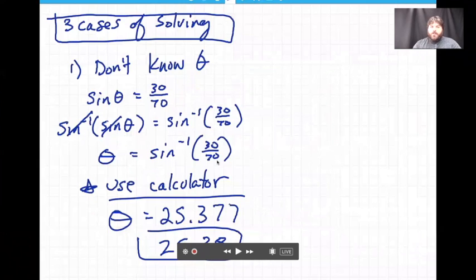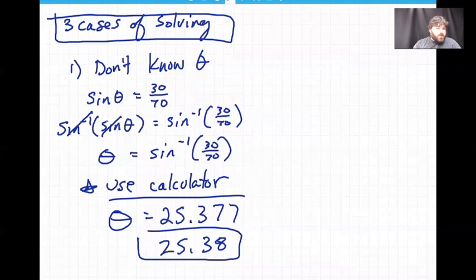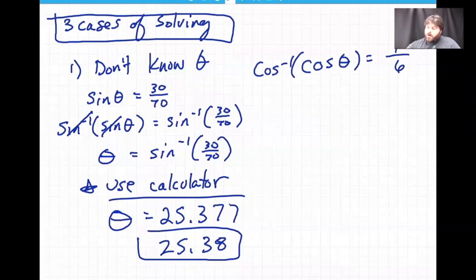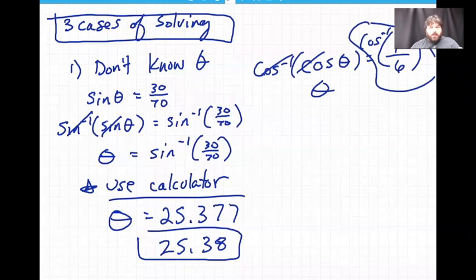So if you don't know theta, you basically take the sine inverse, or if it's cosine, you take the cosine inverse. If it's tangent, whatever your formula says. If it says cosine theta equals 1/6, well, then you do cosine inverse of both sides. And remember, that will cancel. You'll get this thing here, which you just use your calculator to find.